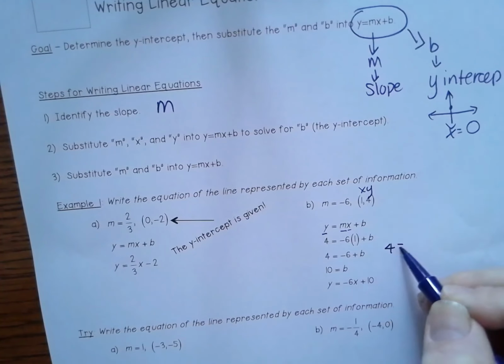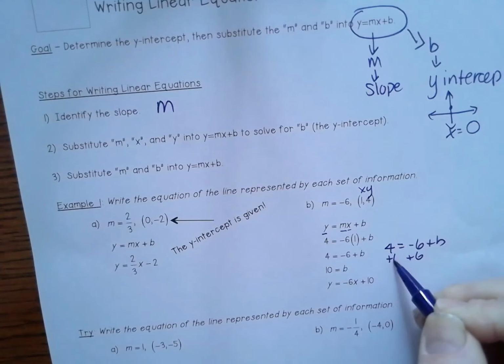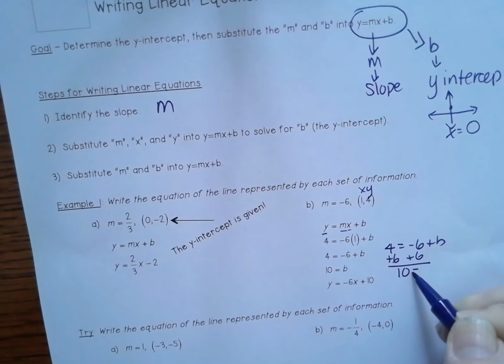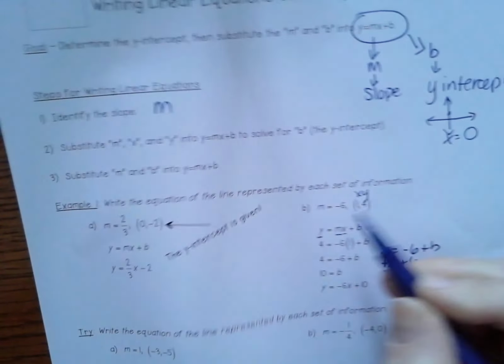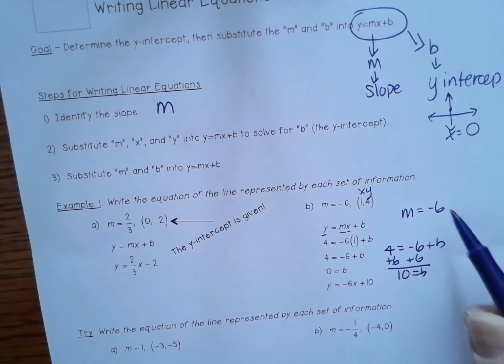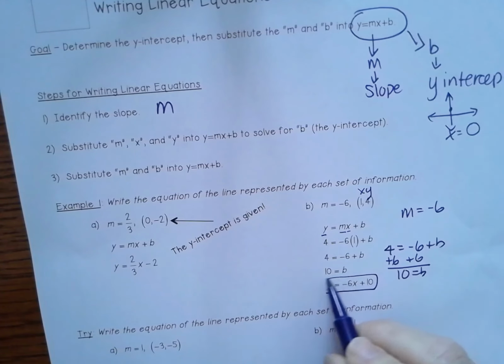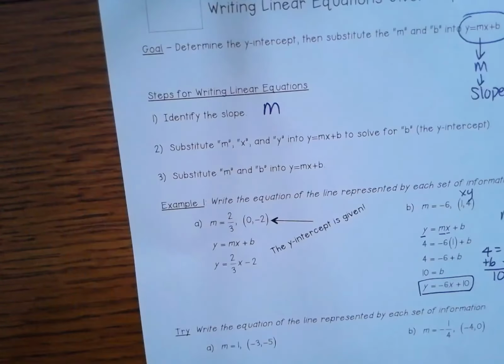So in this case, if you wanted to see that step, we're adding 6 to both sides, so 10 equals b. Remember, m is -6, 10 is b. We need m and we need b. Put them together and you will see y equals mx plus or minus b.